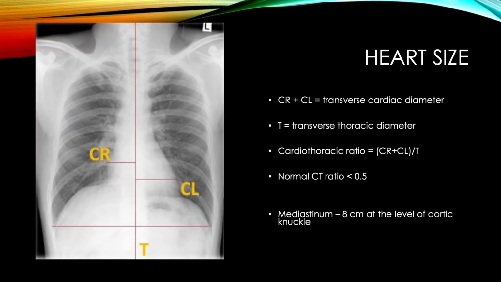As a general rule, the heart base should not be wider than half the total width of the diaphragm. The cardiothoracic ratio is calculated by dividing the transverse cardiac diameter by the transverse thoracic diameter. A ratio of more than 0.5 indicates cardiomegaly. In ideal circumstances, the mediastinum is maximum 6 cm in a PA chest X-ray, and further investigation is considered if it is more than 8 cm.